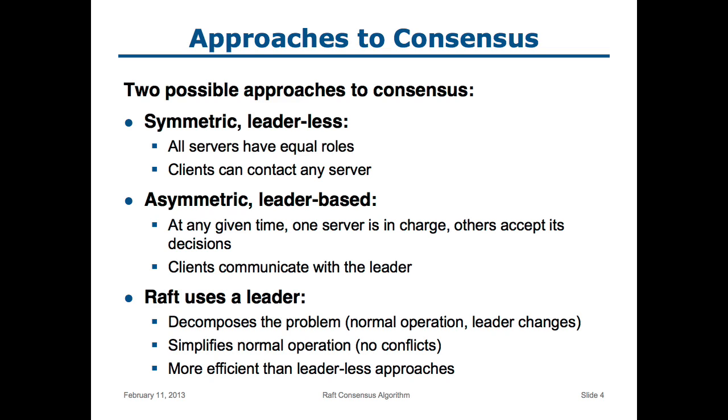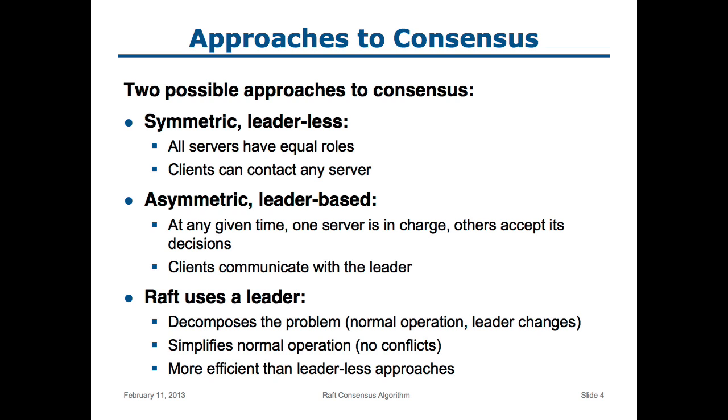And this decomposes the problem of the consensus algorithm into 2 different things. One is the normal operation when there's a leader that's properly running. And then the second part is what do you do when the leader crashes or you have to elect a new leader. This approach has the advantage that it makes the normal operation very simple. You don't have to worry about different leaders conflicting with each other or trying to do things at the same time. There's one person in charge and they can do exactly what they want.